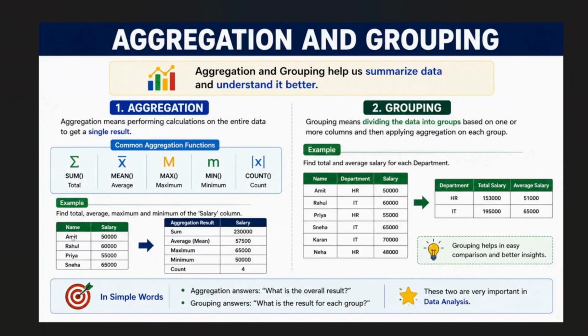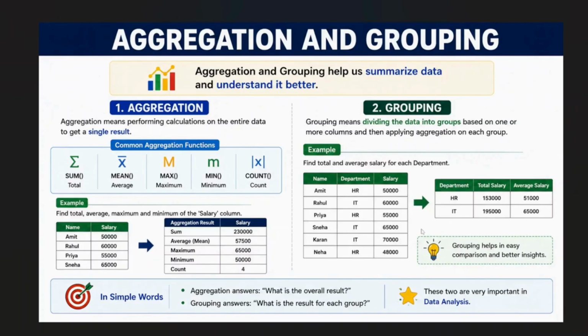So this is your data, and this is what you get from aggregation: your sum, average, maximum, minimum, count. Count is your total number of records. These are the things we can do by aggregation. The next thing is grouping. Grouping means dividing the data into groups based on one or more columns and then applying aggregation to each group. So let's see how we can perform aggregation and grouping.